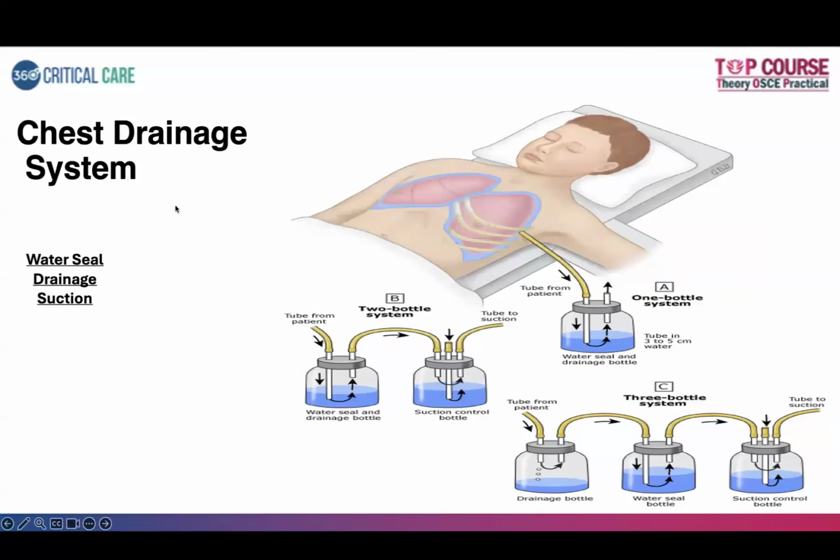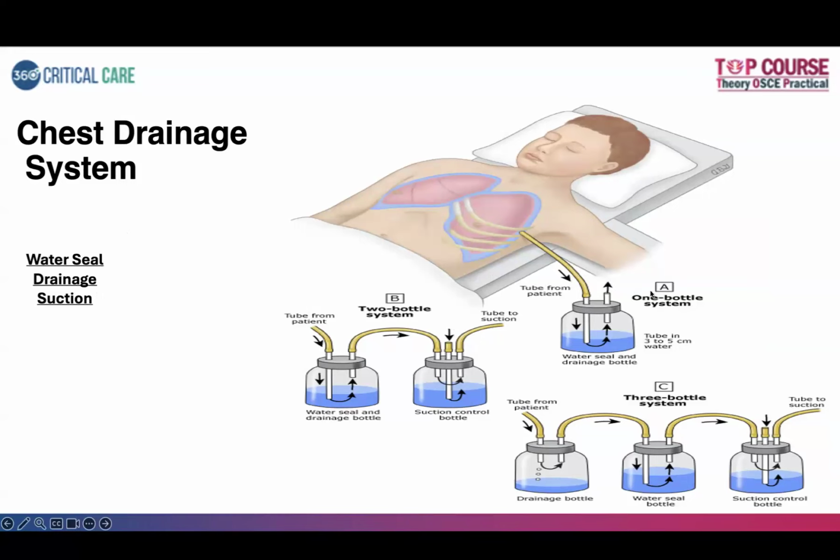So the next is about the chest drainage system. So you have the one bottle system, the two bottle system, and the three bottle system. So what are the main functions that you need to look into is one is the water seal, the drainage, and the suction. The water seal, drainage, and suction.